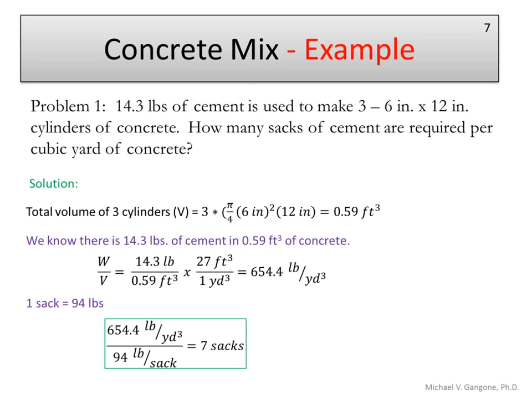Well, we know here that 1 sack of cement is 94 pounds. So we have this weight here, which we found, divided by 94 pounds per sack, and I have 7 sacks of cement needed for this particular mix. All right, so a very straightforward, simple problem, but again, just keep in mind this relationship here of 1 sack is equal to 94 pounds. Also keep in mind this relationship of weight divided by volume to give me this particular result here.